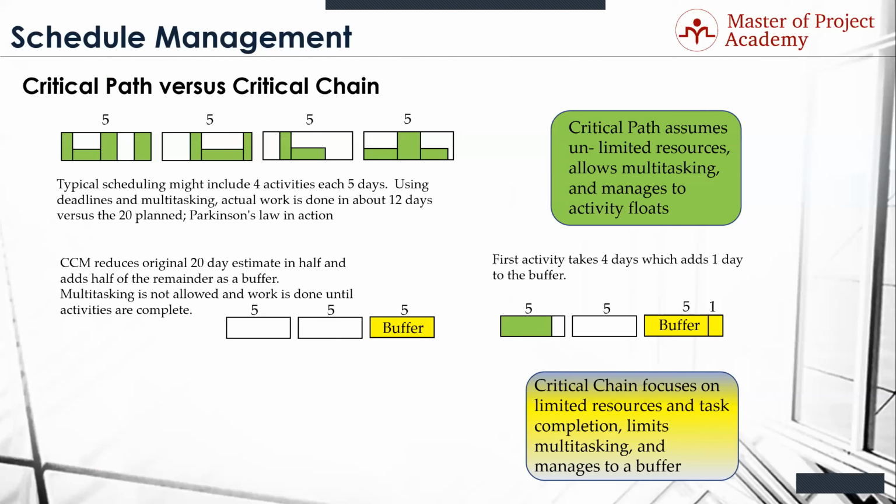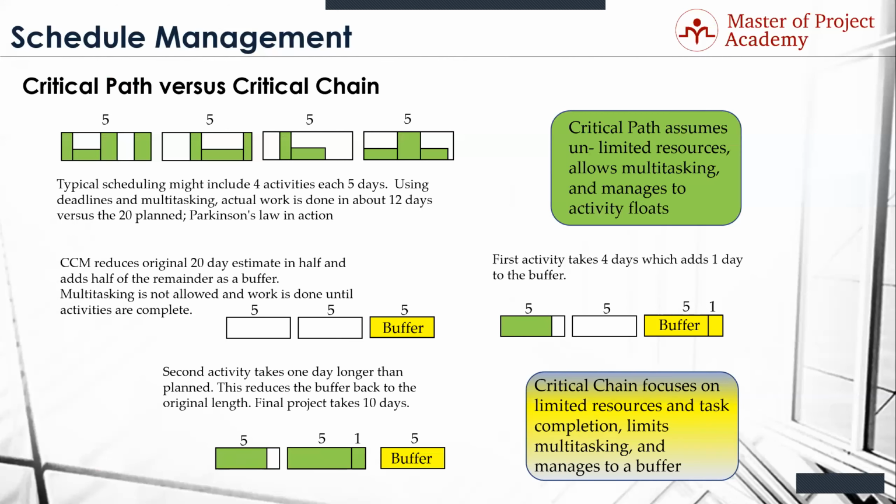Okay. Now we move on to the next activity, the next 5 days. And that particular one takes 6 days. So we just used up one of our buffer days. So what did we end up with here? We ended up only taking 11 days, or 10 actually, and we still had all our buffer left. So we essentially cut our project in half.